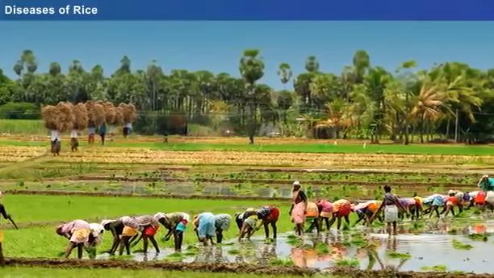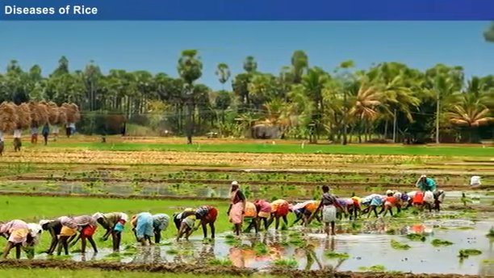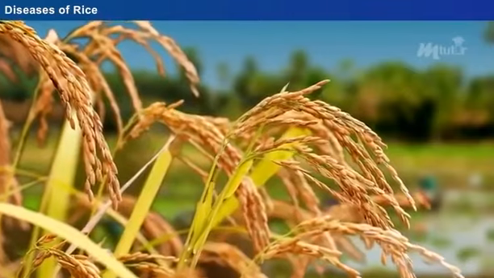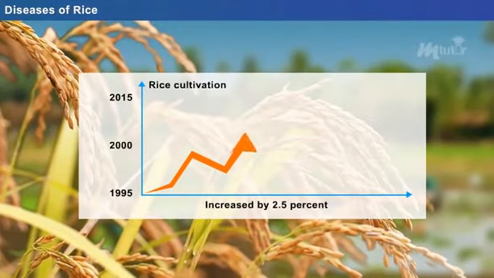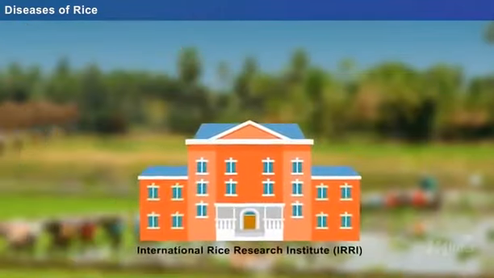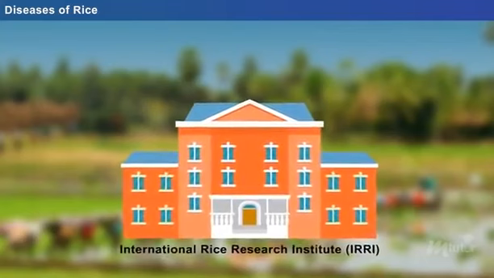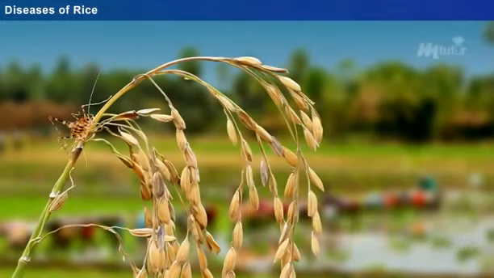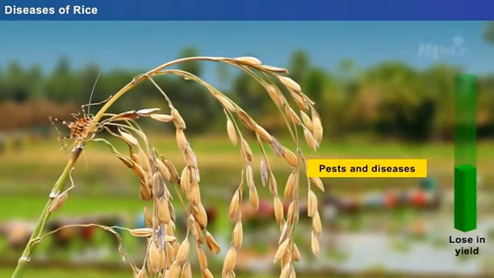Do you know more than 250 million farmers cultivate rice in Asia? Over the past 3 decades, the production of rice has increased by 2.5% every year for meeting the growing food demands. However, a study conducted by the International Rice Research Institute, that is IRRI, revealed that, on an average, farmers across the world lose 37% of their rice yield due to pests and diseases.